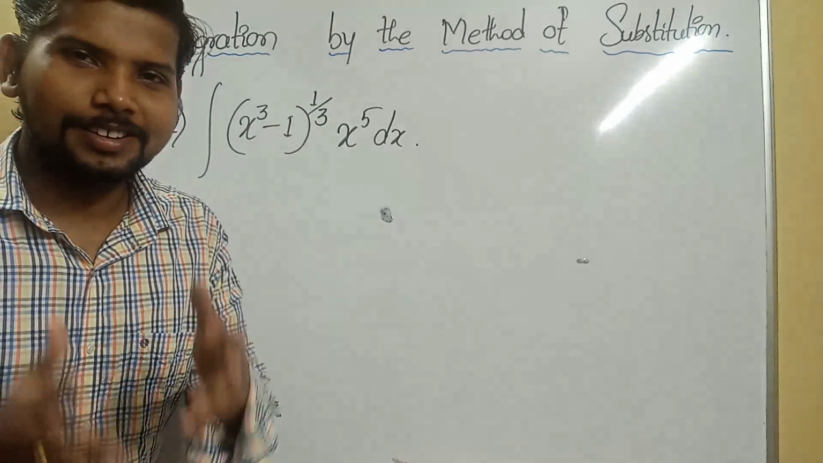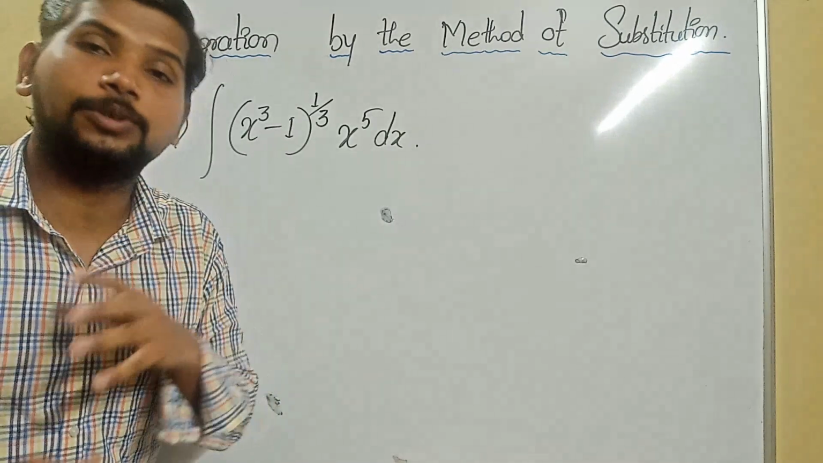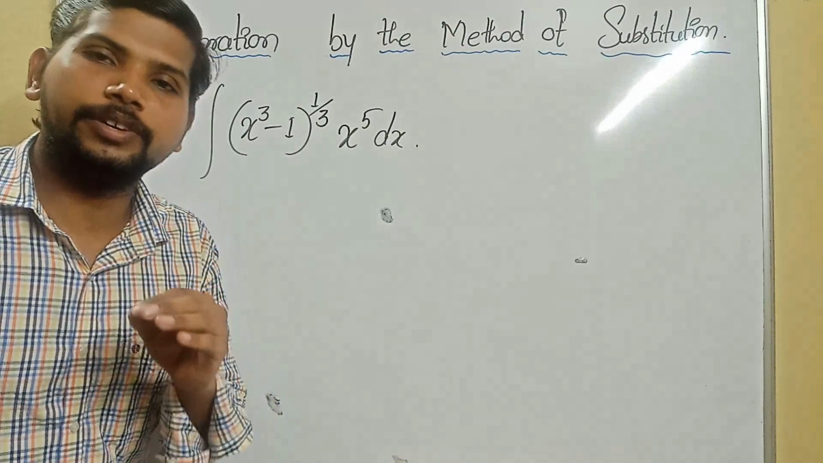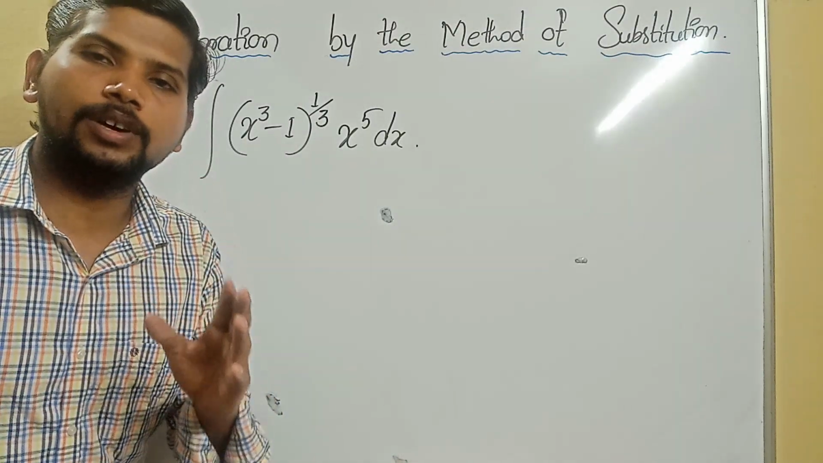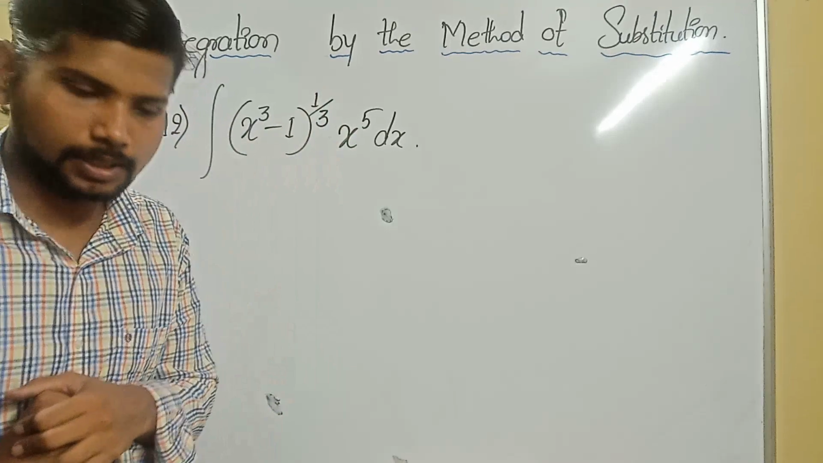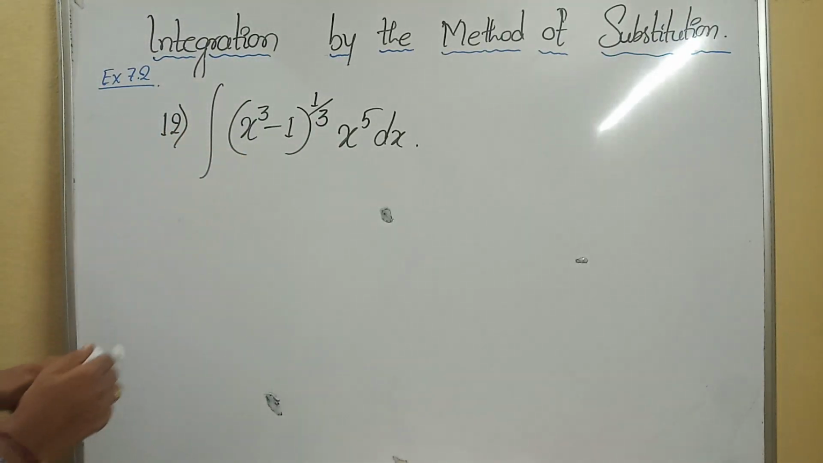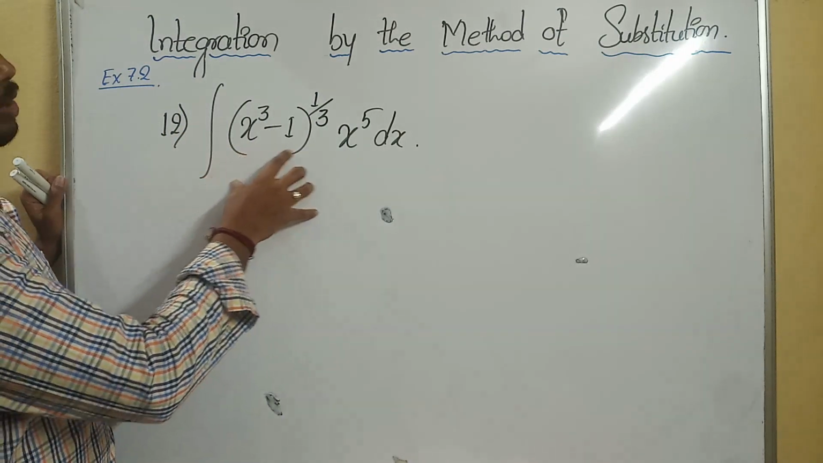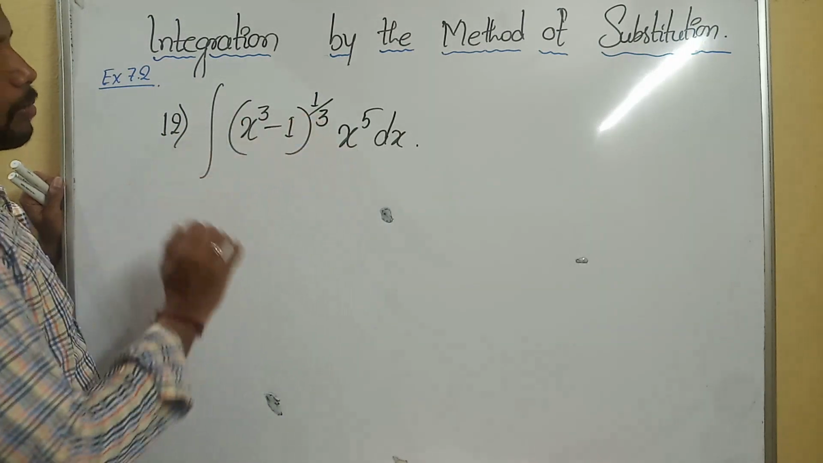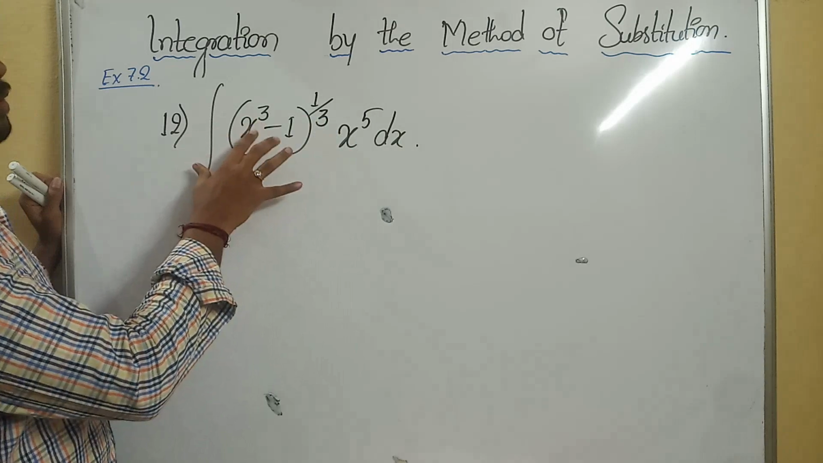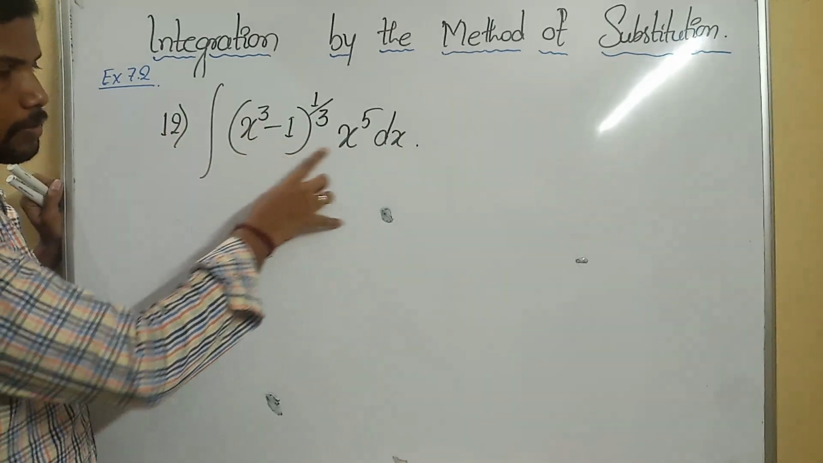Hello students, in this session I'd like to continue integration of functions by the substitution method. Now I'd like to take one problem here. See what I have to substitute to make the problem simple. What is the derivative of x cube? It is 3x square. Is 3x square there?